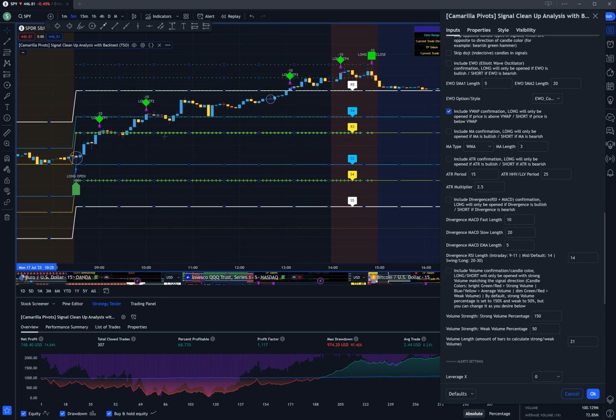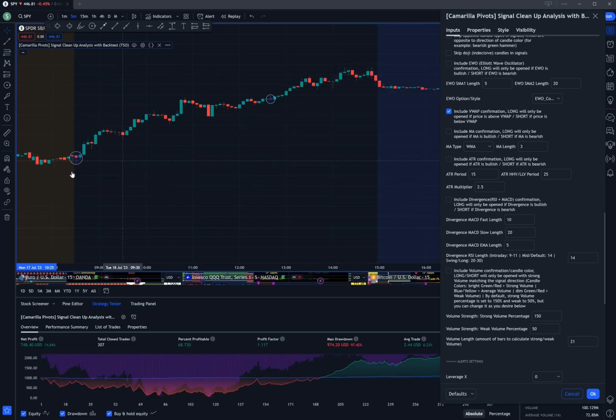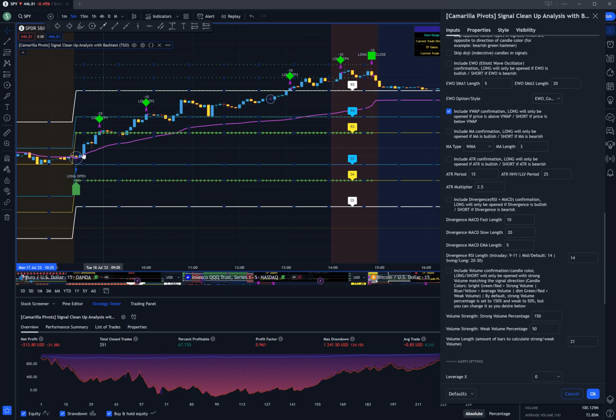For example, VWAP, it should appear right now. Here's a VWAP, and if the signal is above VWAP, it's going to show you a signal. Right away, look at this result. This is not a good result. So for this setup, it's bad.